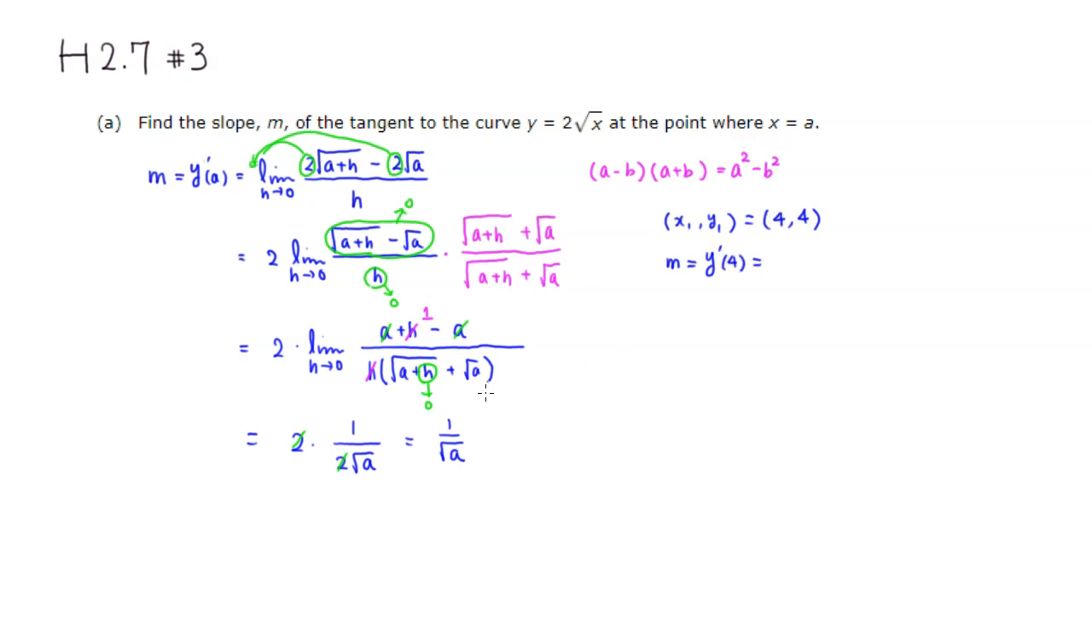So we have 1 over square root of 4, which is going to be 1/2. So the equation is going to be y minus y1, which is 4, is equal to the slope, 1/2, times quantity x minus x1, which is 4. Right? And then let's see if we can type it in.